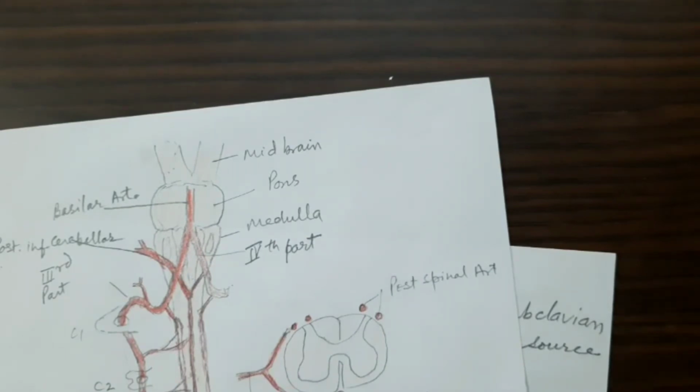It enters the cranial cavity through the foramen magnum after piercing the dura mater and the arachnoid mater. What does it mean? It means now this artery, the fourth part of the vertebral artery, is in the subarachnoid space between the pia and arachnoid mater, bathed with the cerebrospinal fluid.